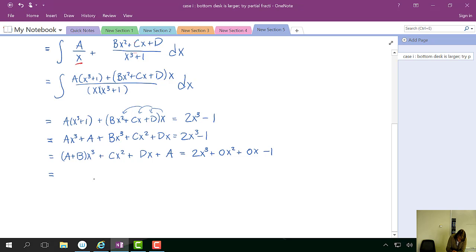And so now I can set the coefficients of like degrees equal to each other. So in this case, this degree 3 coefficient, a plus b, equals this one, 2. Same over here, c equals 0, d equals 0, and then constants equal constants, so a is -1. Which, if we plug it back into here, we should get b equals 3.